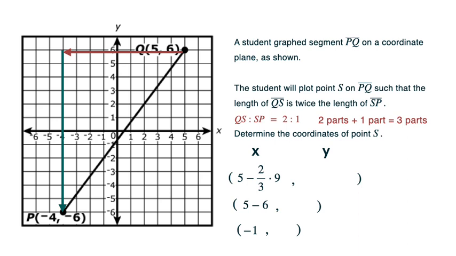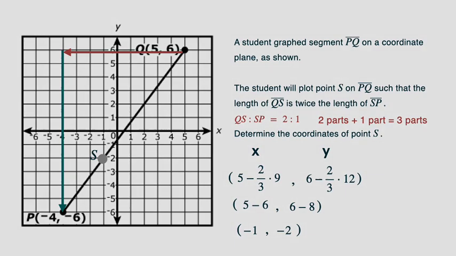Now we can go on to the y-coordinate, and we start with the y-coordinate of point Q. It's 6, and we're going to subtract 2/3 of that vertical span of 12 units. So 6 minus, now think about 2/3 of 12. 1/3 of 12 is 4. 2/3 of 12 would be 8. 6 minus 8 giving you -2. And -1, -2 are the coordinates of point S.